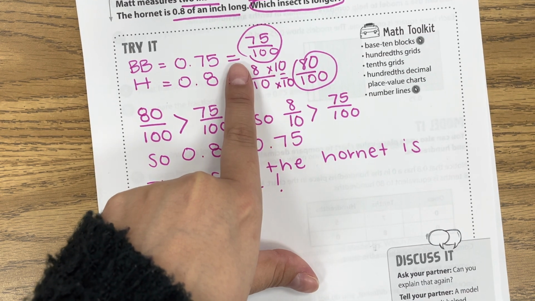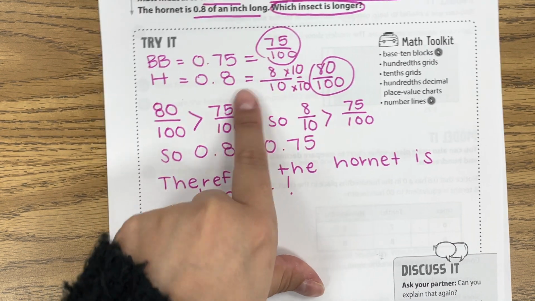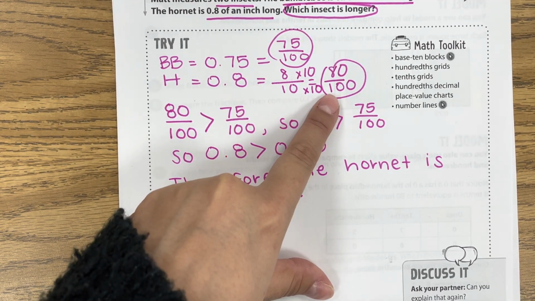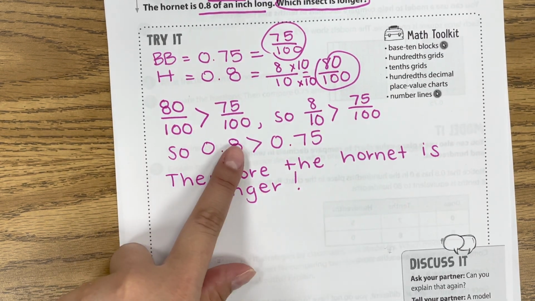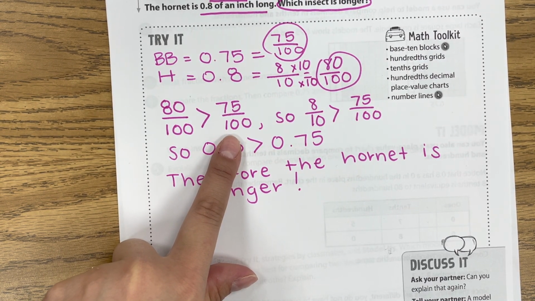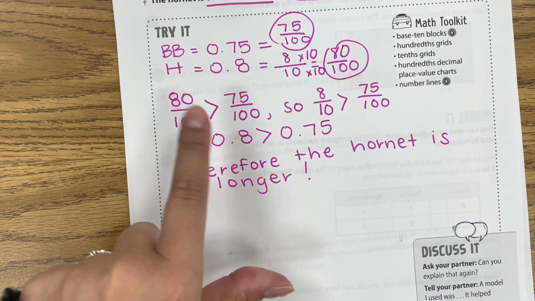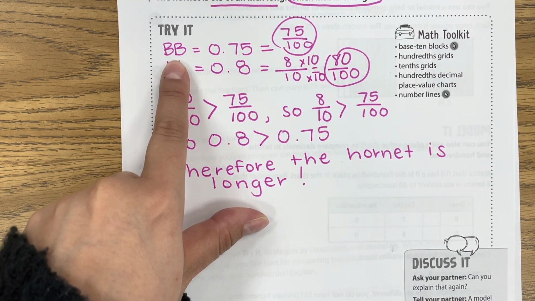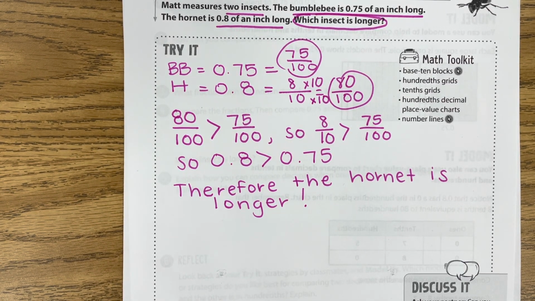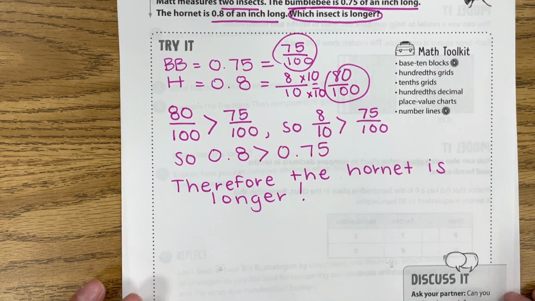All coming together. So making equivalent fractions, we were able to make 8/10 into 80 hundredths. And then we were able to compare since they had similar denominators, okay? And then since 80 hundredths we proved was larger, that means the hornet is longer than the bumblebee, okay?